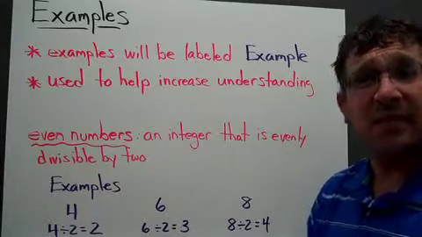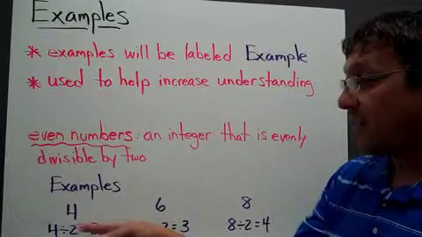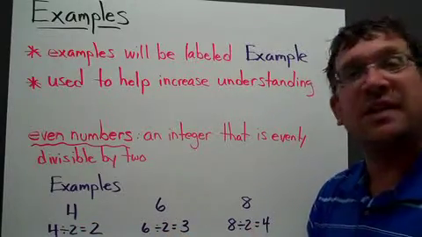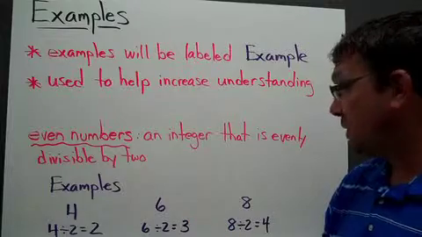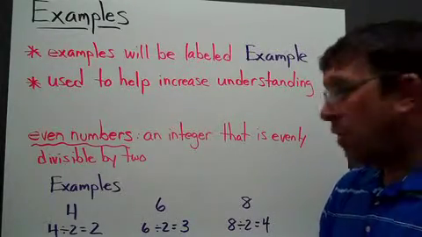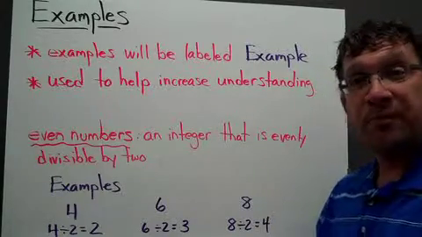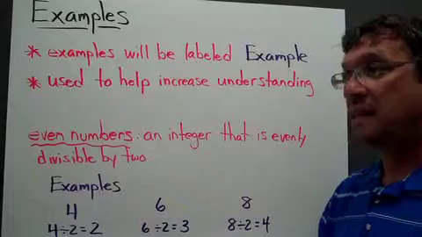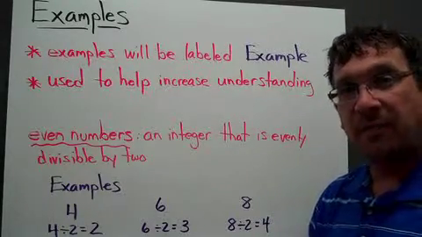What are some examples of even numbers? Well, 4 is an example because 4 divided by 2 is 2. It's evenly divisible. 6 divided by 2 equals 3, evenly divisible. I could give you an example of maybe 7 and show you that it's not evenly divisible. You may see examples of things that a term isn't to help with your understanding as well.